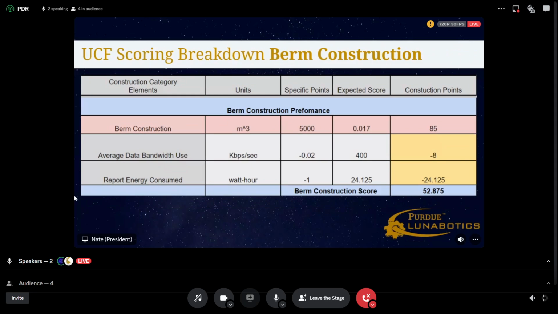Looking at UCF, this will be the only thing that changes between the competitions. The points per liter of berm is doubled, but of course we're going to collect a lot less because the timing is a lot less. So only 85 construction points for the UCF competition.